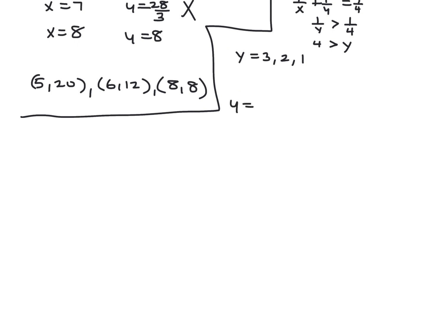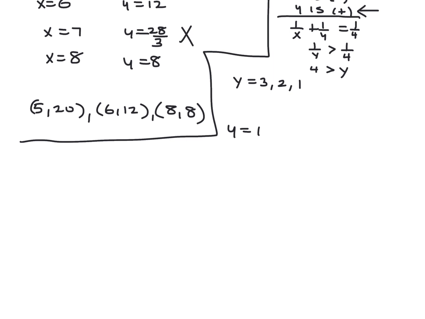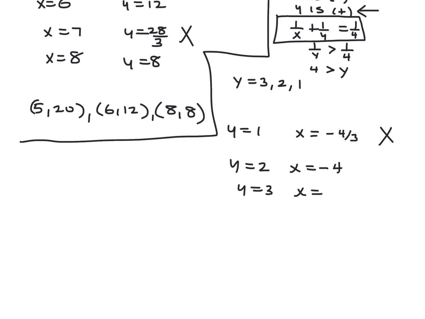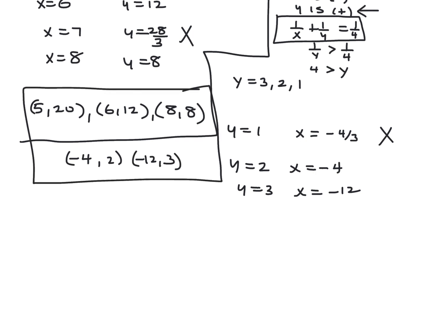If y is 1, again, using that standard formula, when we solve for x, we will get x equal to minus 4 over 3. That's not an integer, so that's no good. When y is 2, we will get x equal to negative 4. And when y is 3, we will get x equal to negative 12. So that gives us two more, (-4, 2) and (-12, 3). So these guys are the solutions to that original equation.